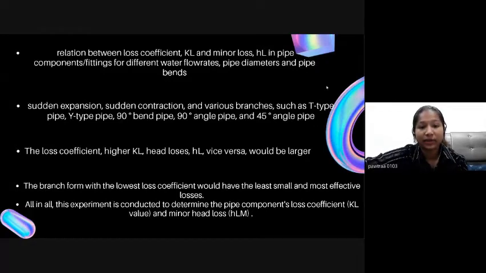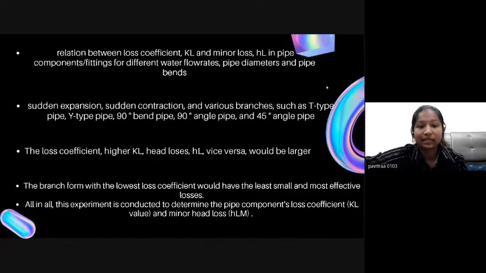This experiment is conducted to understand the relation between loss coefficient and the minor loss in pipe components or fittings for different water flow rates, pipe diameters, and pipe bends such as sudden expansion, sudden contraction, and various branches such as T-type pipe, Y-type pipe, 90-degree bend pipe, 90-degree angle pipe, and 45-degree angle pipe.